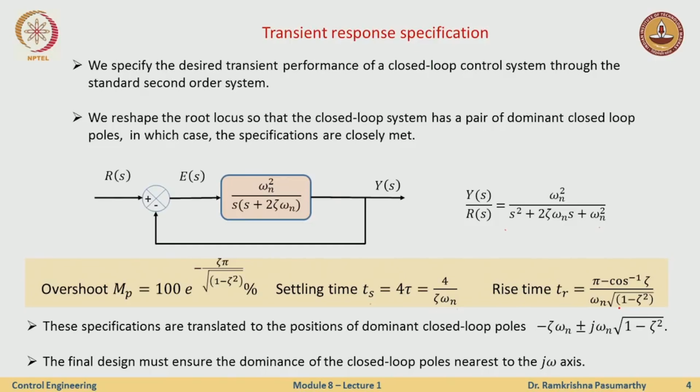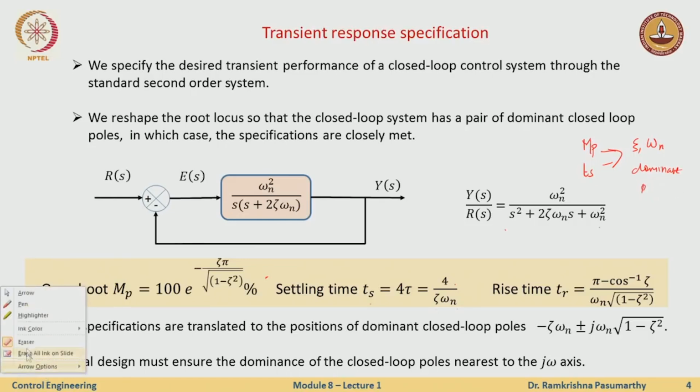Now, given Mp and given Ts, these would result in a certain zeta and a certain omega n through these formulas, and how would they be related to the dominant poles? So given zeta and omega n, can I actually construct the dominant poles? Well, just by this formula, right? They are just the poles, or the solutions, of this system, typically for an underdamped case.